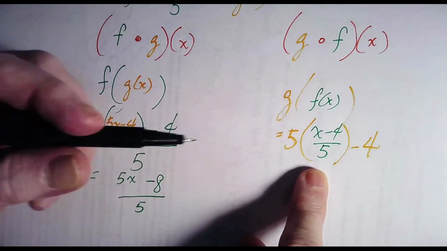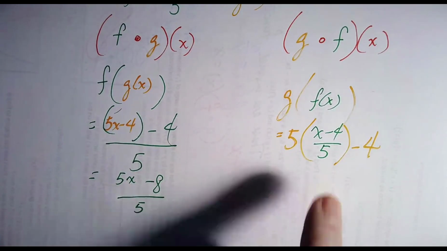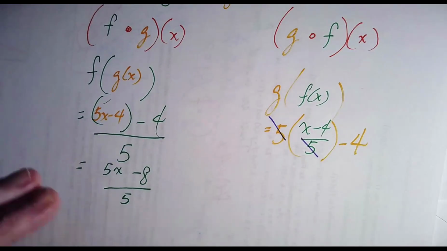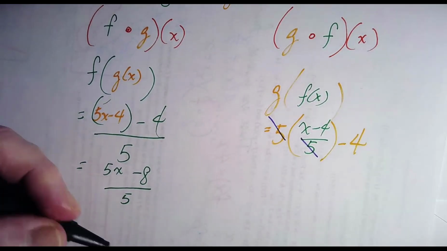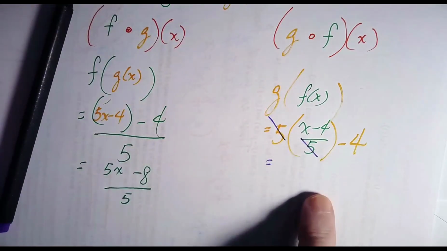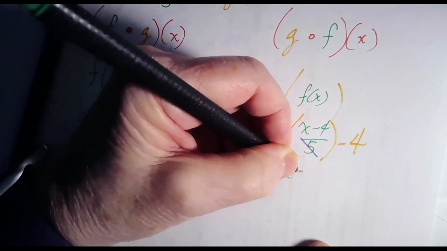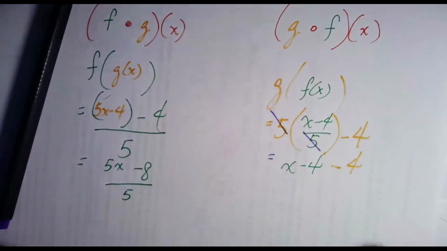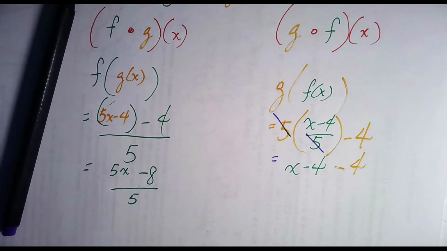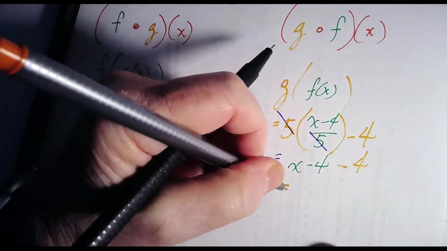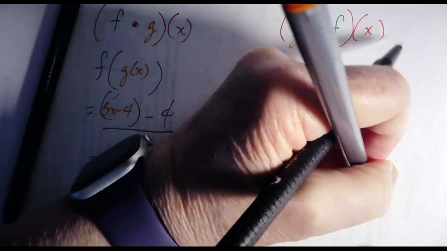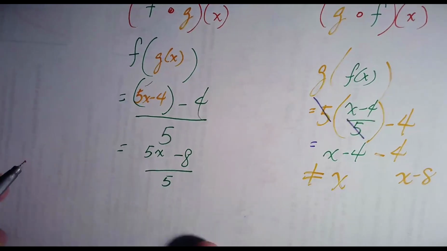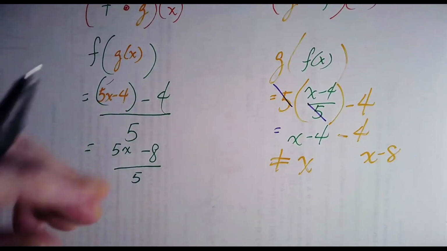Over here, we start undoing. The 5s divide out. So that's a common thing with functions that undo each other. And then we've got x minus 4 minus 4. So it's the 4s that are not right. So this is not equal to x because it's equal to x minus 8. And this is equal to (5x minus 8) over 5, which is a mess. So this also is not equal to x.